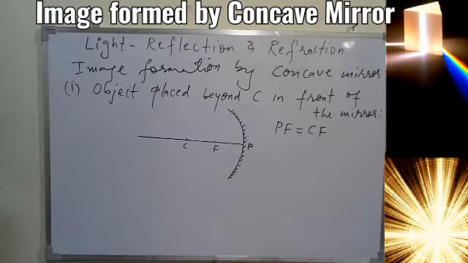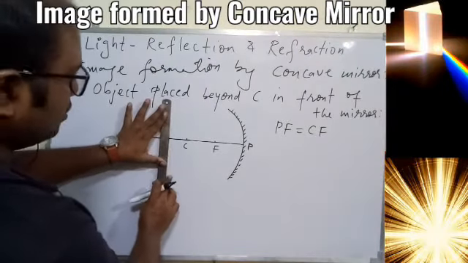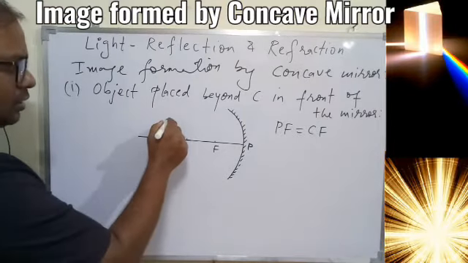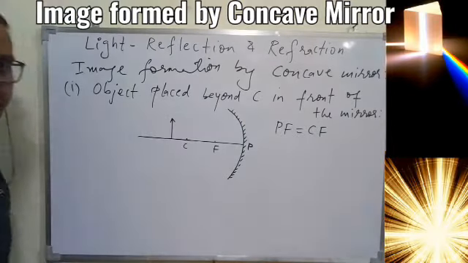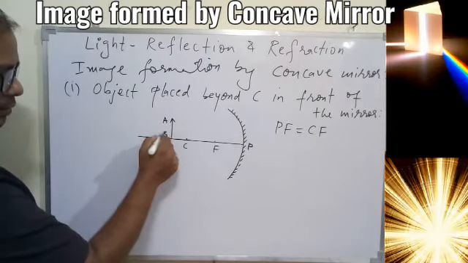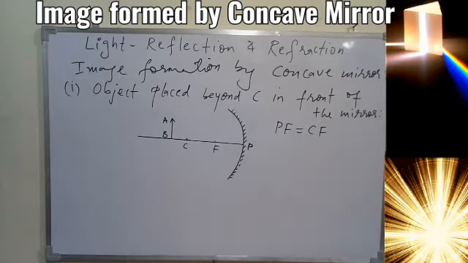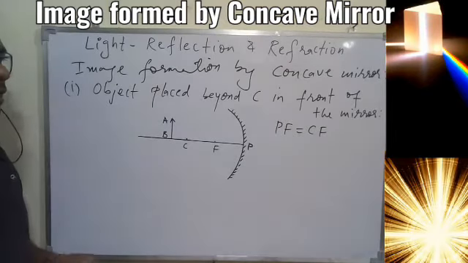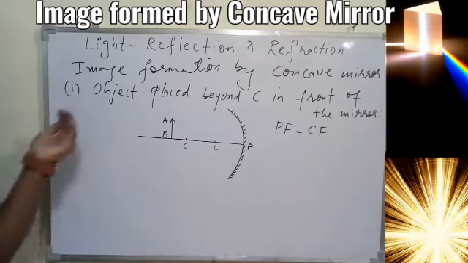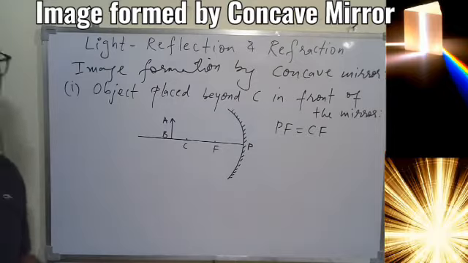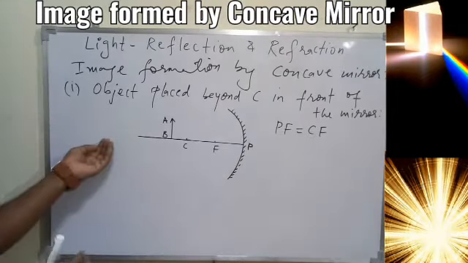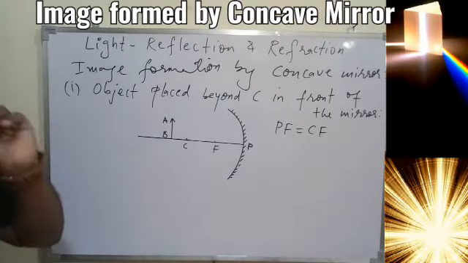Now according to the question, an object has been placed in front of the concave mirror, but it is beyond C. So anywhere beyond C I have to place the object. So this is my object AB. Beyond C, that is, just after C somewhere, but it should not be at infinity, because for infinity we'll take a different case, but here it is just beyond C. So place it anywhere in front of the mirror after C.